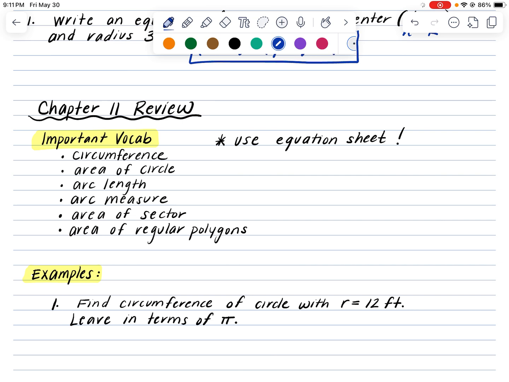I went through and picked out some important examples. Again, I really think you should practice. There's not that many equations. It's just knowing how to use them and solve for the different pieces. So I'm going to do my best to go through them. And again, reach out if you have questions.